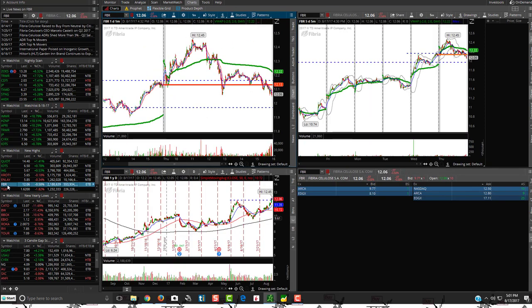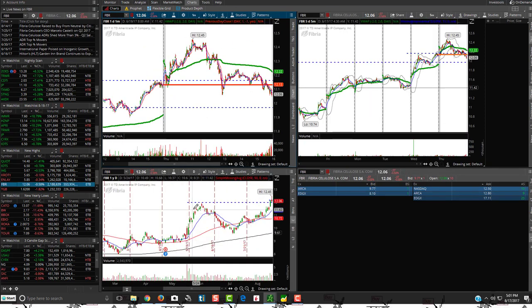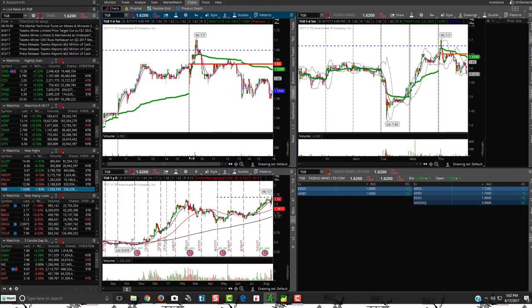FBR. Did I already look at this one? Oh, you want to see if it's going to pop over that 1245 or fall down. TGP. TGB. No. Okay. So that is the watch list for tomorrow.